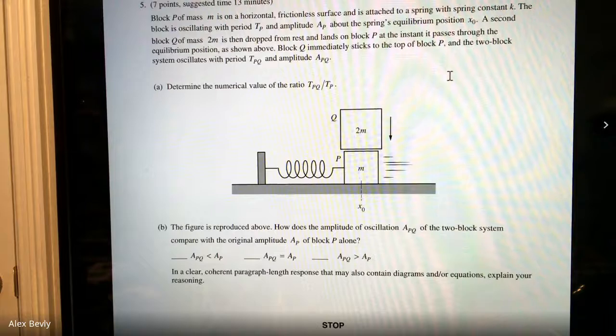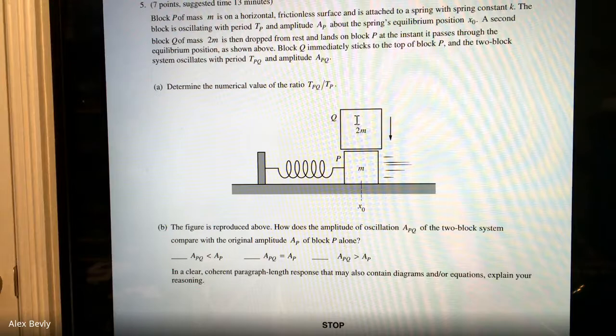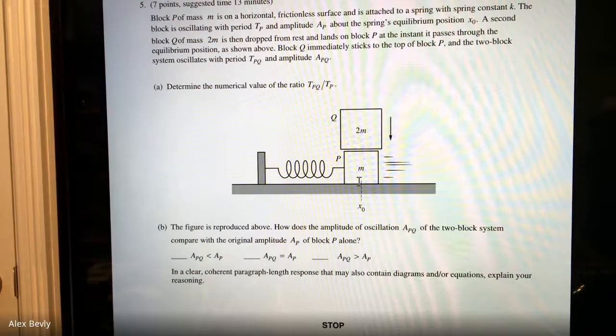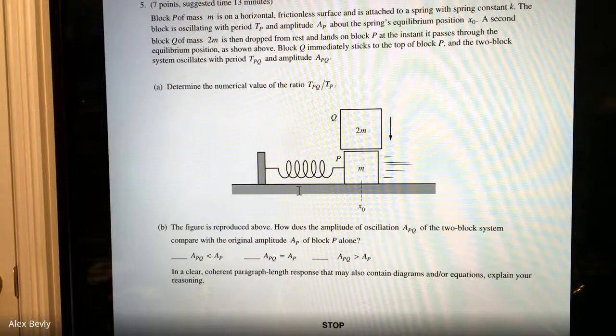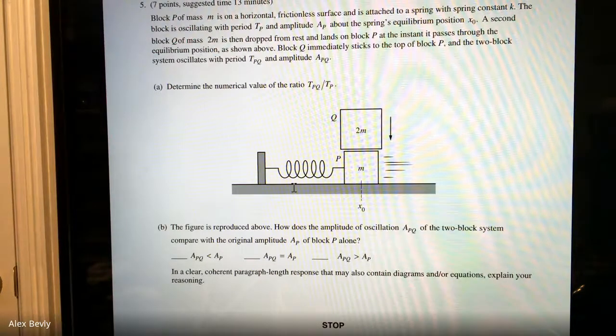The other thing that I could easily see asked: what happens if instead of dropping this at the equilibrium position, what would change if I drop the mass when it's at its maximum displacement? So what if I drop this mass on the other mass when it was at its amplitude? Would that affect the period equation?